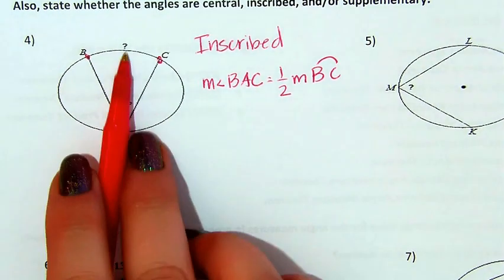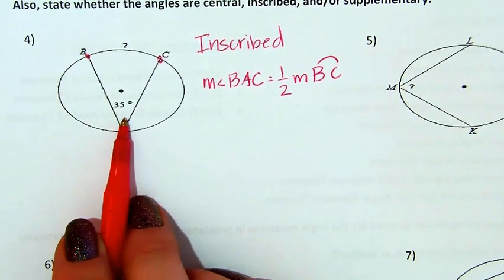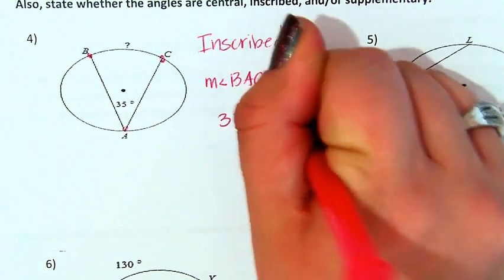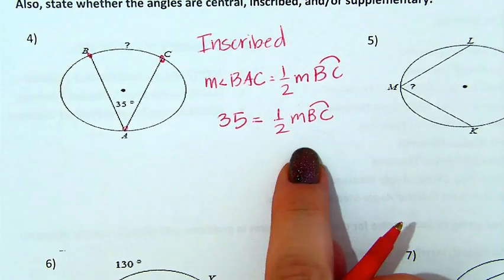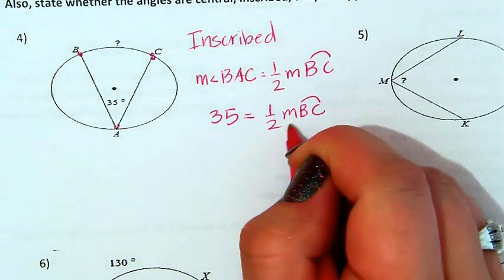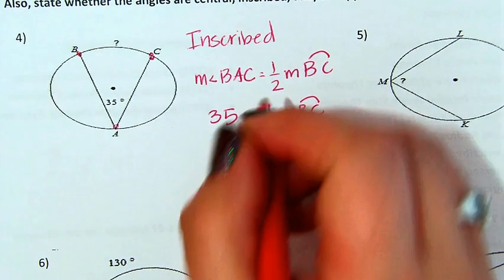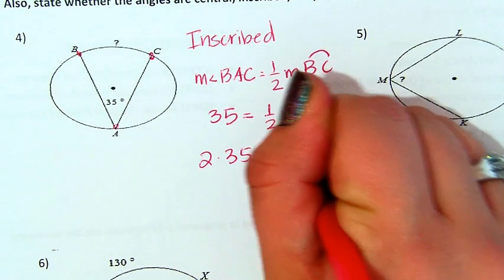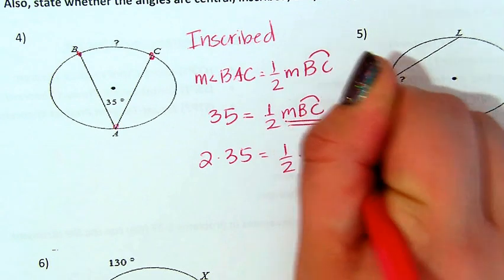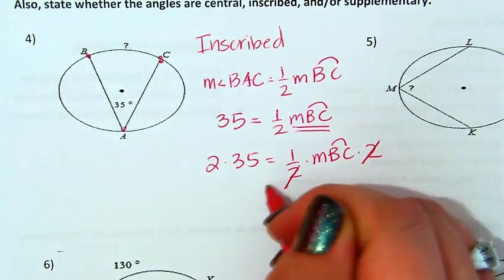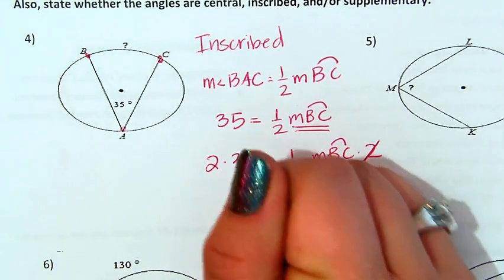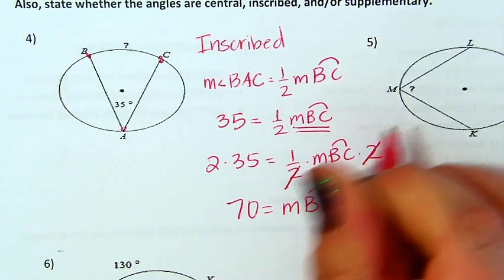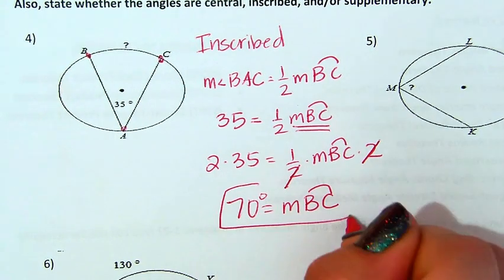So to find the question mark here, I know what my angle is. It's 35. 35 equals half of the measure of BC. This is the piece that I'm looking for. In order to get this part by itself, I'm going to multiply 2 to both sides. So my fraction ends up going away. And 2 times 35 is 70, and that's going to be the measure of BC, the arc.